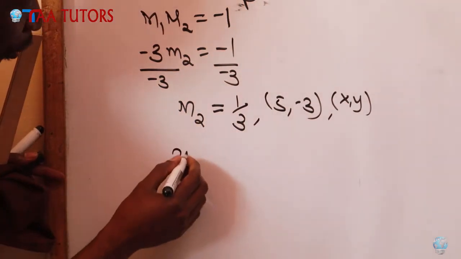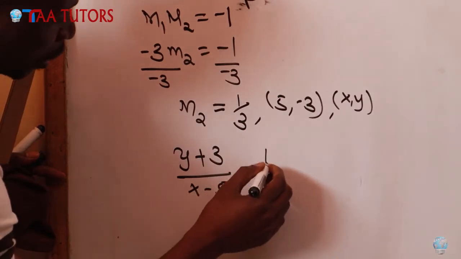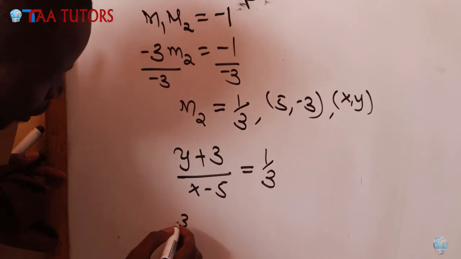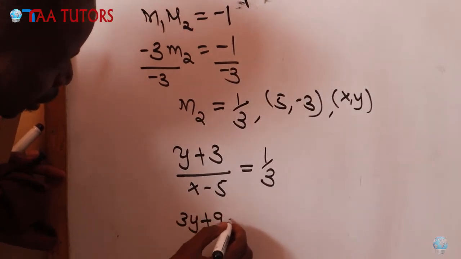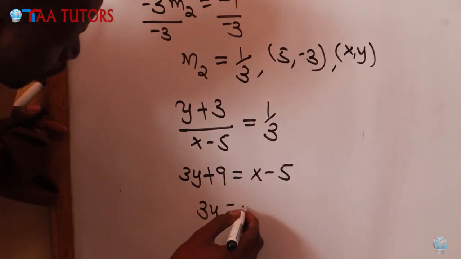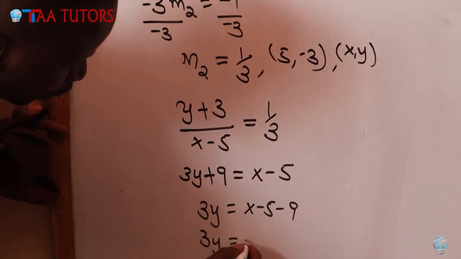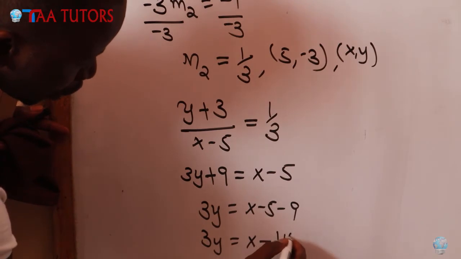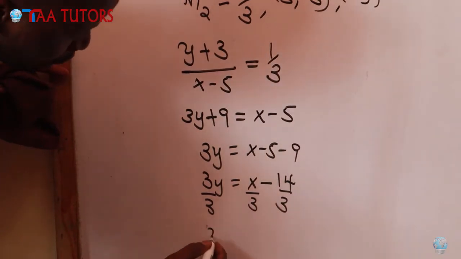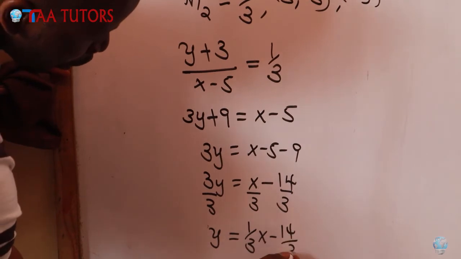I now have the gradient, which is 1/3, another coordinate (5, -3), and (x, y). This will help me: (y + 3) divided by (x - 5) equals 1/3, which means I will have 3y + 9 = x - 5. That means 3y = x - 5 - 9, so 3y = x - 14. Dividing by 3, I get y = 1/3 x - 14/3.